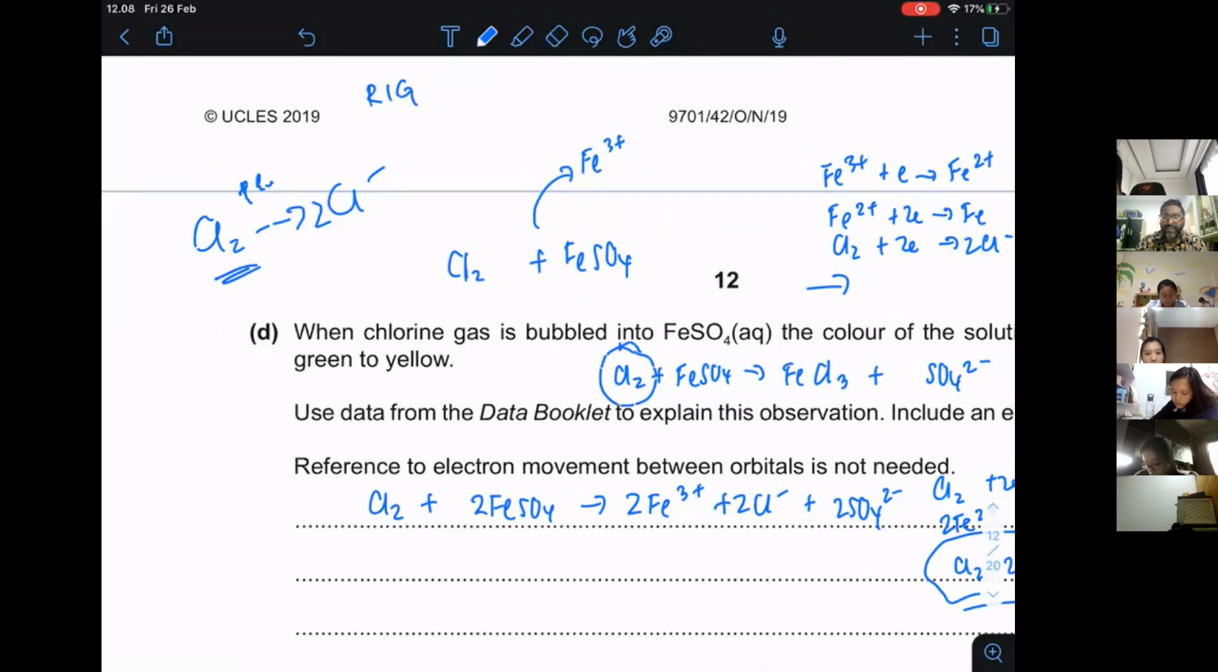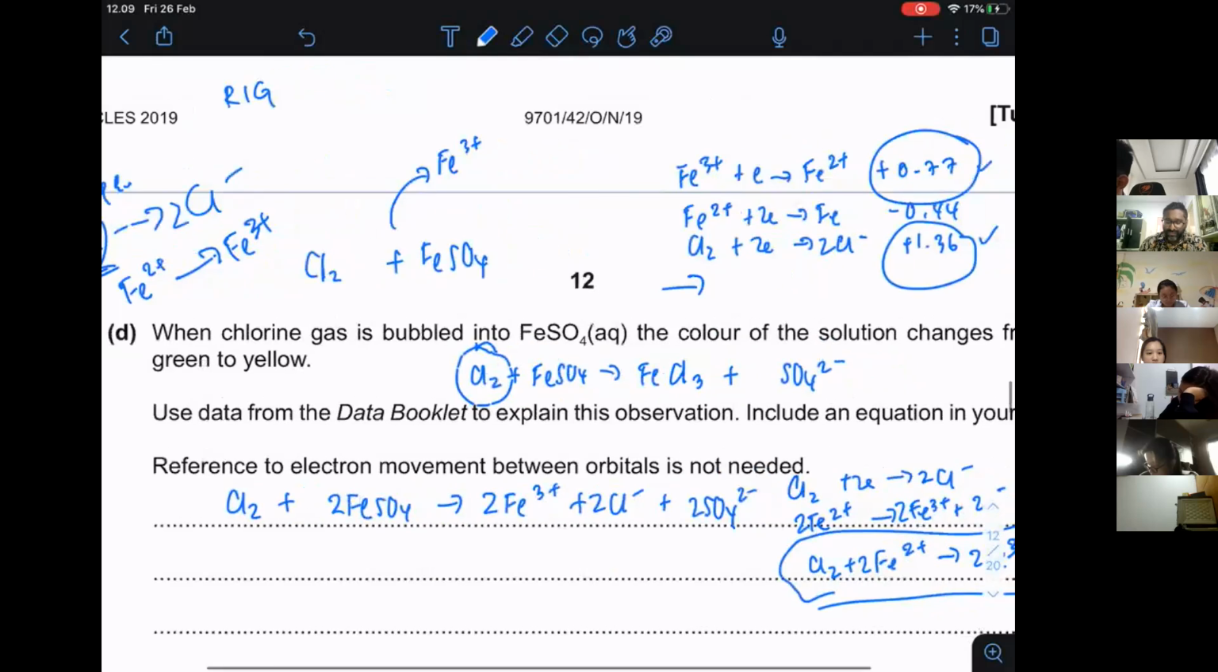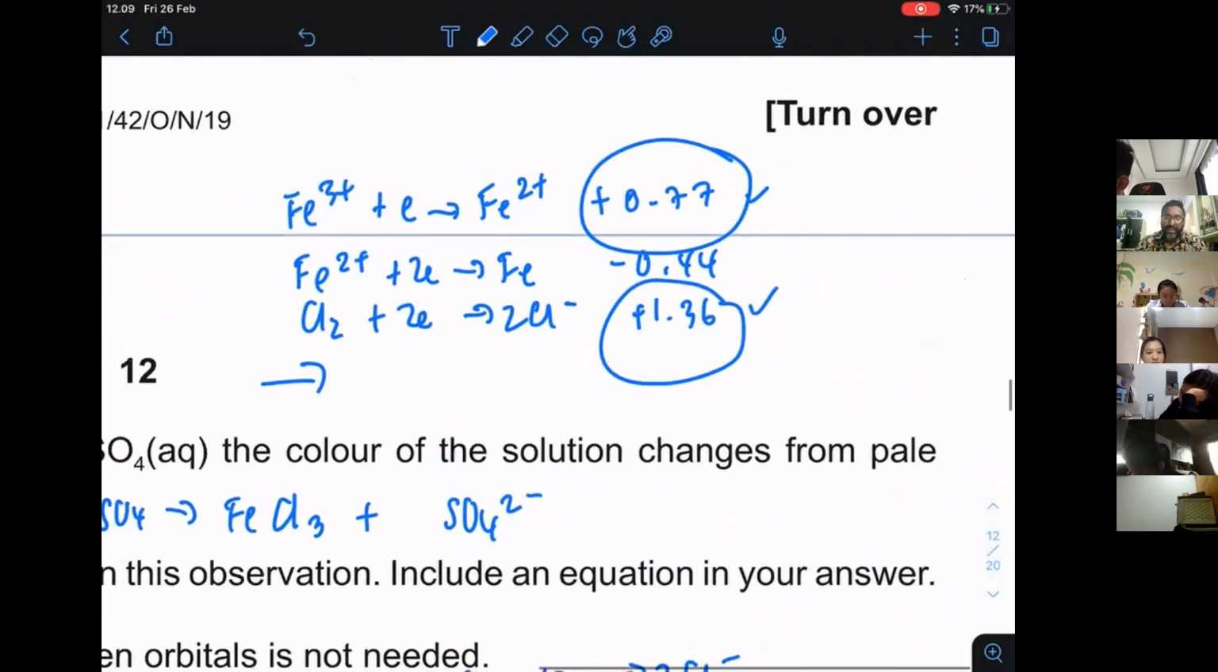What is the definition of an oxidizing agent? Something that can oxidize others, but it will itself undergo reduction. So it means that the Cl2 will be able to oxidize. How to oxidize? You see Fe2 plus. Fe2 plus oxidizes to become Fe3 plus. That will be the one that is happening. So all this will help me to determine which equation I should use when I refer to the data booklet. So I know this is the equation that I need to refer to.